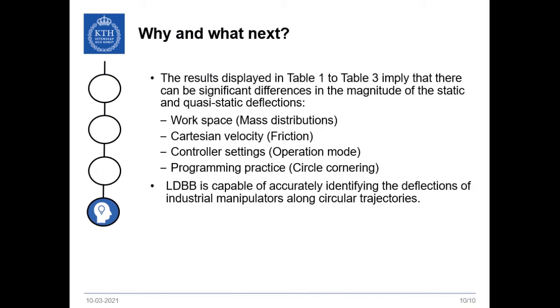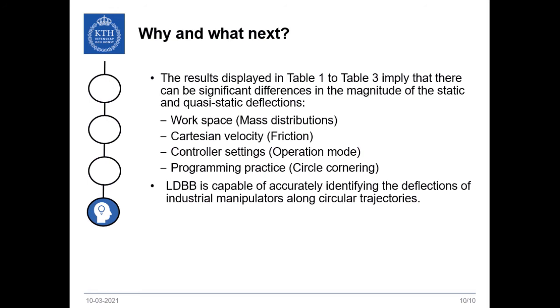Outlook. Why and what next? The result displayed in the tables imply that there can be a significant difference in the magnitude of the static and quasi-static deflection. It needs to be pointed out that there is no apparent determinism that leads to the observed difference. That is, the observations of this case study cannot be used to derive useful information about the serial articulated manipulator. One cannot even derive further information about the remaining workspace for the investigated industrial manipulator.